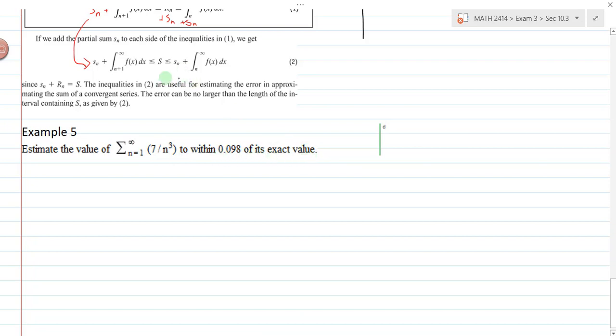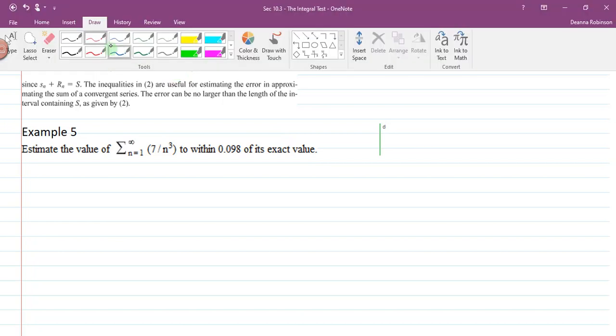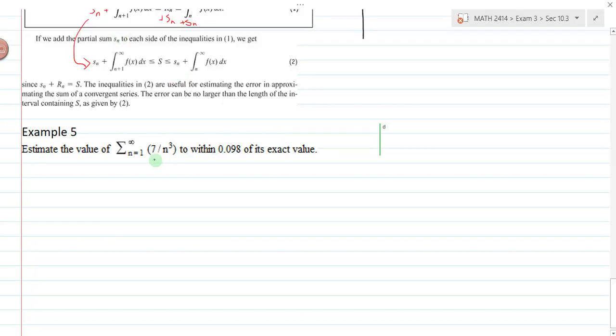What we're going to do is set up an inequality here. What this means is that we want our series sum minus some nth partial sum to be less than 0.098. Whatever the true value of the sum is, minus some nth partial sum, that has to be within 0.098. My goal is to approximate the sum by finding what this nth partial sum is that'll give me this tolerance. In order to do that, I'm going to use this side of this inequality.